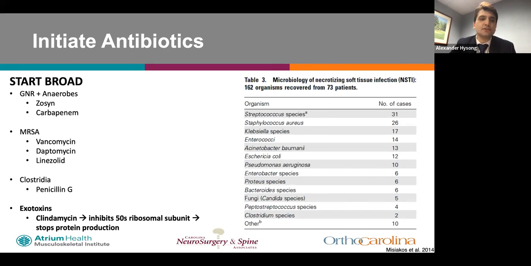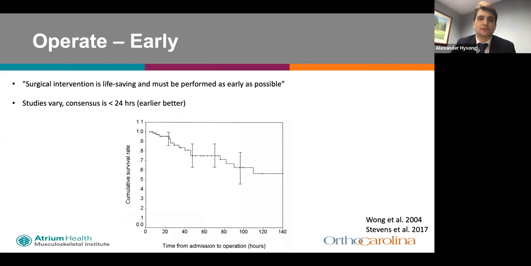And probably the most interesting is one that we can even see that's administered in our power plans here at Atrium for a necrotizing soft tissue infection, which is clindamycin. Clindamycin is an antibiotic which kills bacteria, but the more important function is that it inhibits the 50S ribosomal subunit of bacteria, and it actually stops protein production and specifically stops exotoxin production, which is why it's administered.